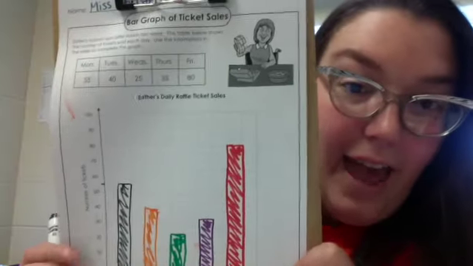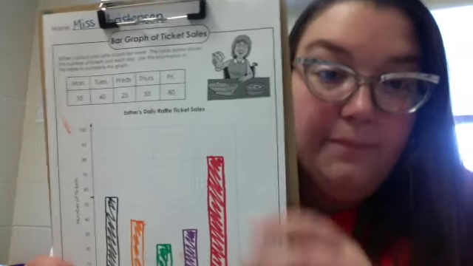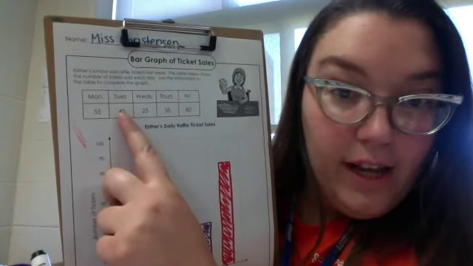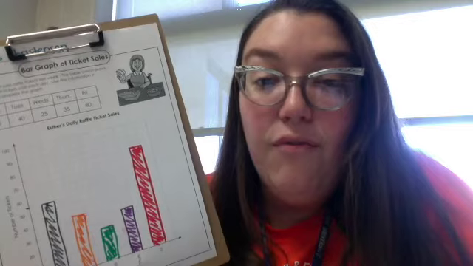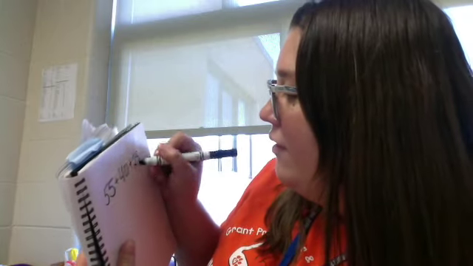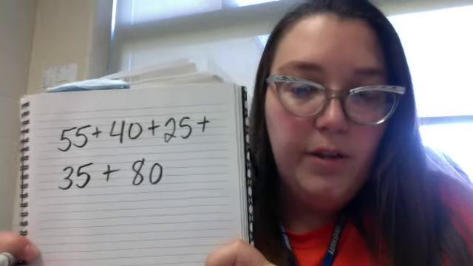So, let's take a look at our bar graph again. I have to add together 5 numbers, right? 55, 40, 25, 35, and 80. So those are all the numbers I need to add because that's every day of the week. So I am going to write all those numbers down. 55 plus 40 plus 25 plus 35 plus 80. And oh my goodness, that is a lot of numbers going on.